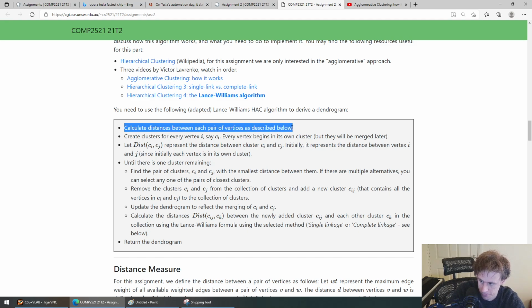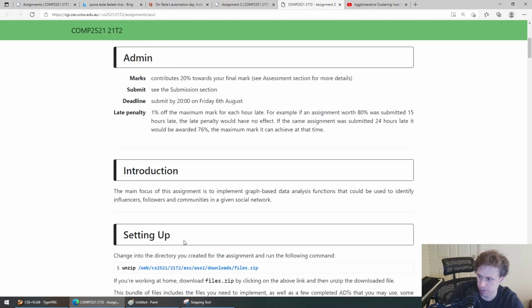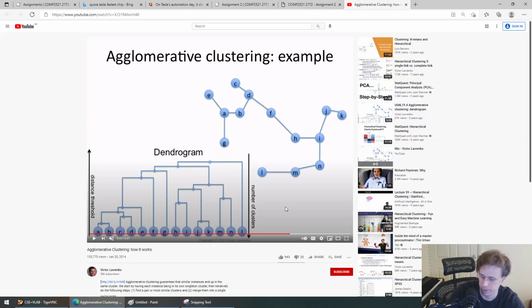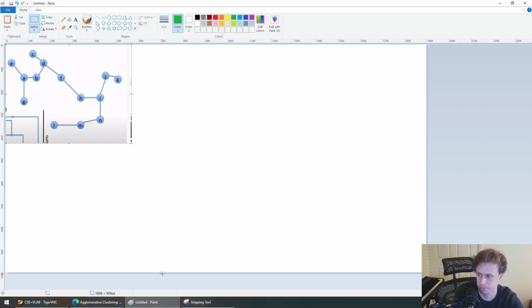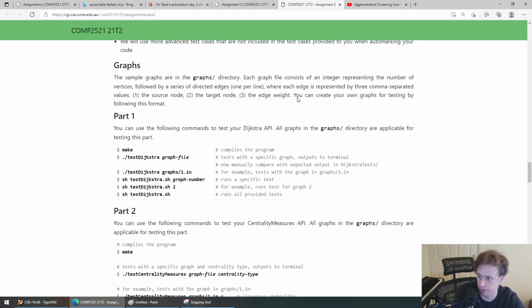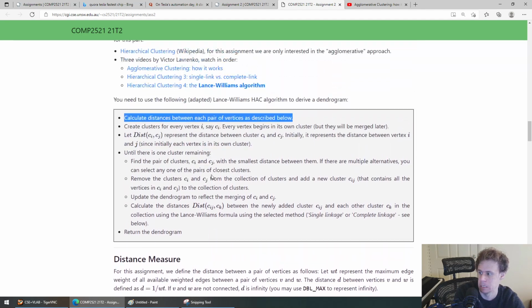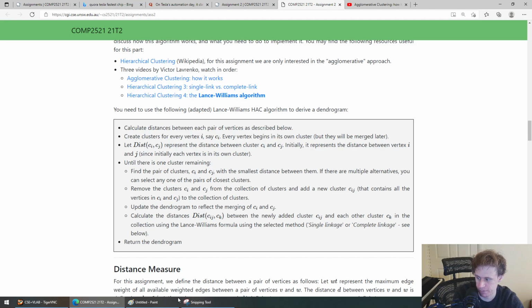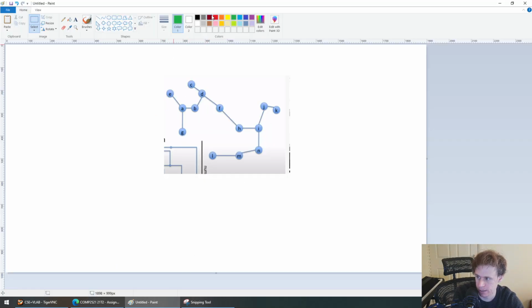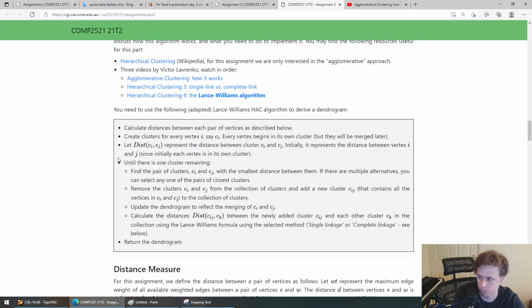So, firstly, if you have a graph, I wonder if I have a graph example that isn't trivial. What do we have here? Yeah. So, let's just say you have a random graph. The first step of the algorithm is that you calculate distances between each pair of vertices as described below. So you calculate the differences between all of your pairs of vertices in the graph, which basically means you need to make sure that you have weights between them, right? Because that's how clustering works. You need to understand how close things are, right?